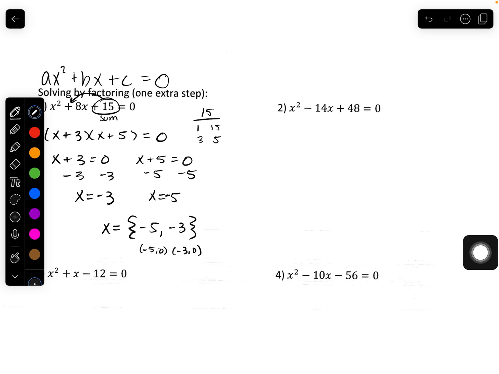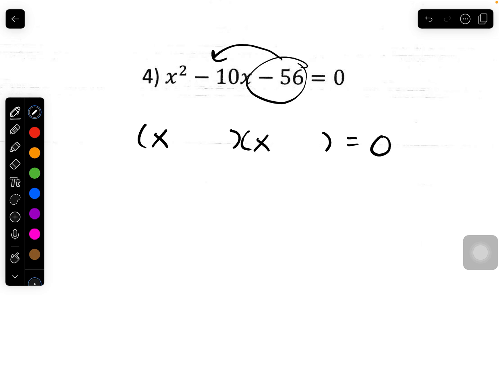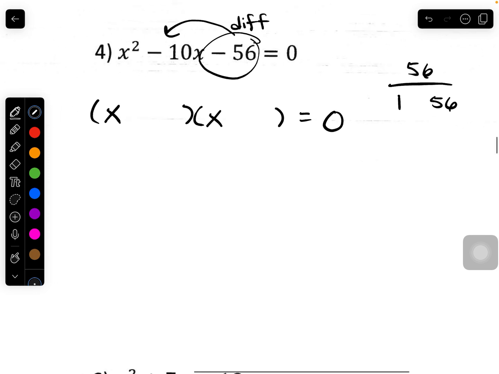When you have a negative number, reminder, you can't just plus or minus right away. You've got to decide which numbers give you a difference. All right, so we're going to factor the number 56 to get a difference of negative 10. List your factor pairs as needed. Let Desmos help you.